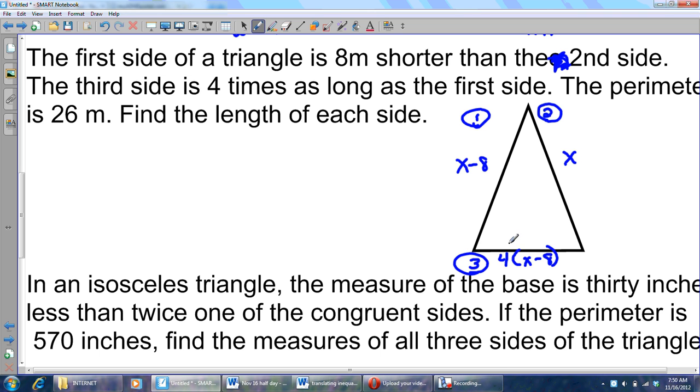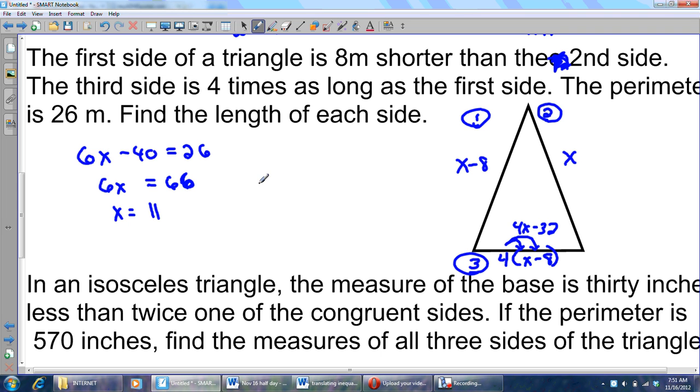So I'm going to go ahead and distribute here and get 4x minus 32. I'm going to take my walk around the perimeter and I'm going to get 6x minus 40. And that's going to equal 26. I'm going to solve for x. And x is going to equal 11.